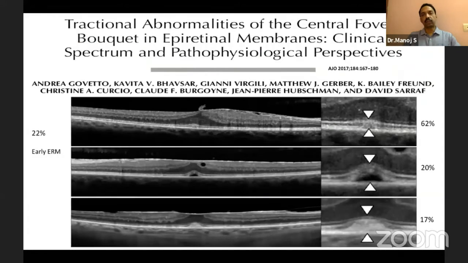Now, this has been described very well on OCT. All these are collectively referred to as central bouquet abnormalities. The first stage is the cotton ball sign, the fuzziness of the photoreceptors, then there is subretinal fluid accumulation, and finally there is vitelliform deposition.